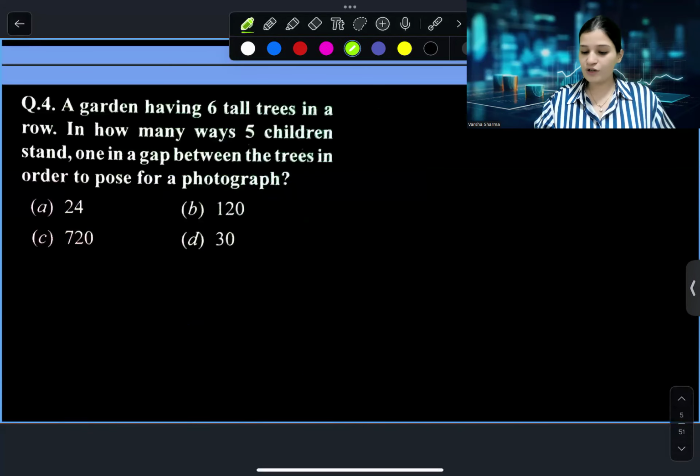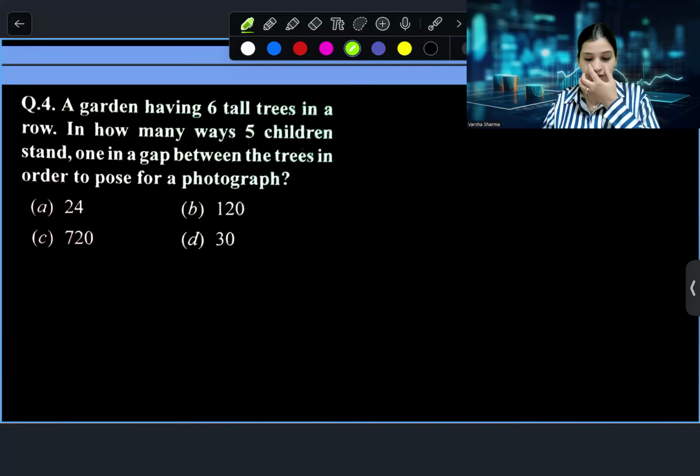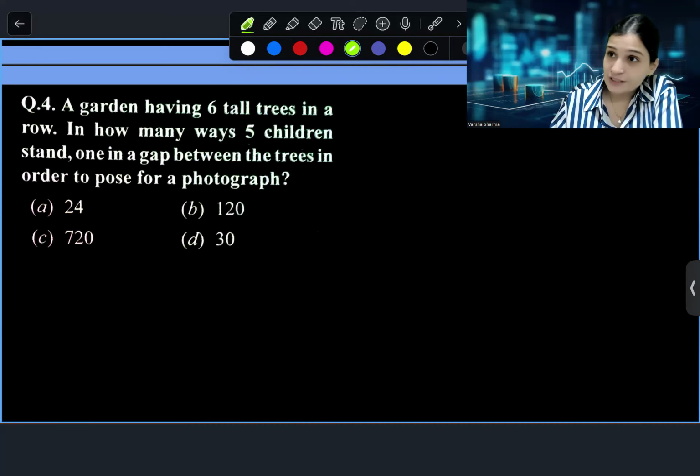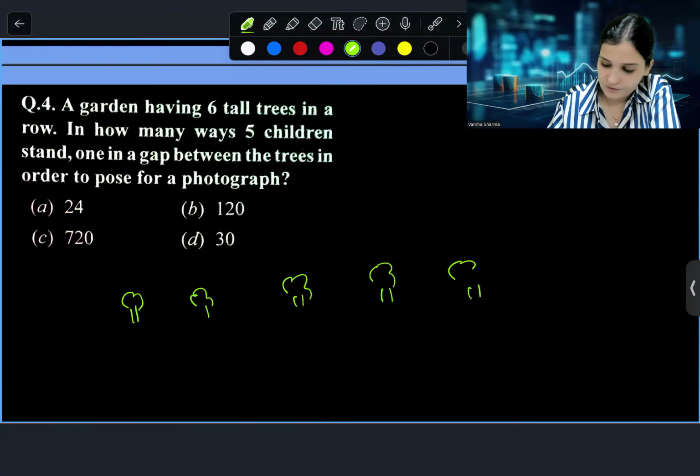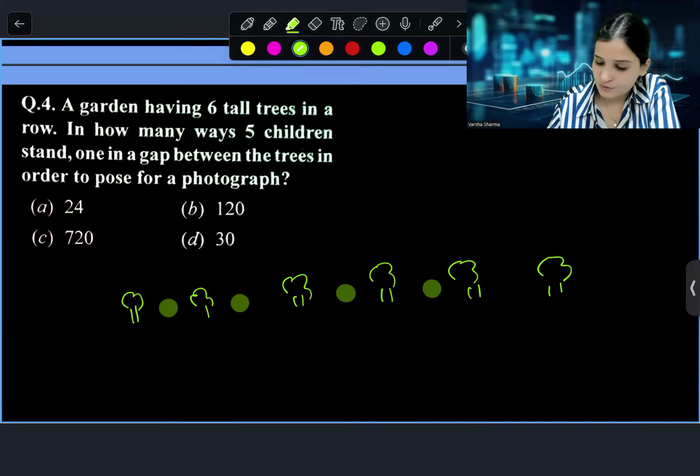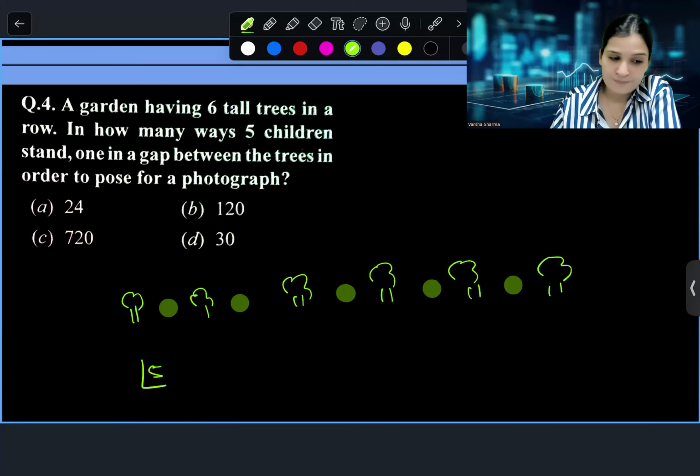A garden having 6 tall trees in a row, in how many ways can 5 children stand, one in a gap between the trees, in order to pose for a photograph. So there are 6 trees, right? And in a row. So 1 tree, 2, 3, 4, 5, and 6. One in a gap between the trees. So how many gaps are there? 1, 2, 3, 4, 5 gaps. 5 gaps and 5 children. Factorial 5. 120.